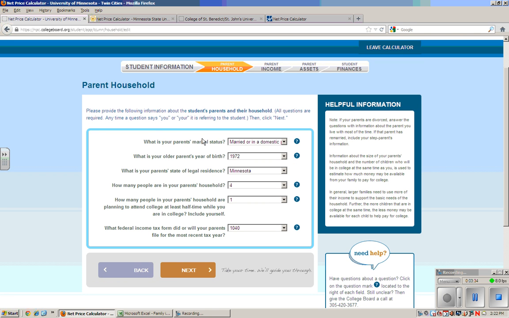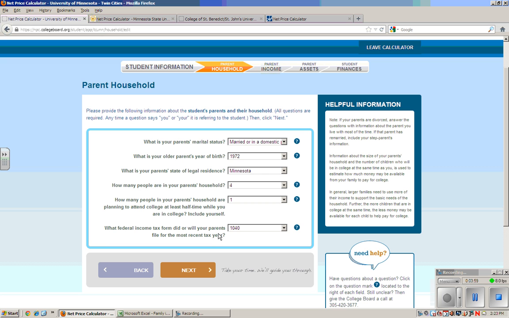This one asks for a little more information about your parents. At the top of the page, you can see the step that we're on: parent household, then income, assets, and finances. Here, I'm assuming that we've just got some parents married, picked the year for an older parent's birth of 1972. If you know your parents' year of birth, you can use that. State of legal residence, people in your household, planning to attend college.